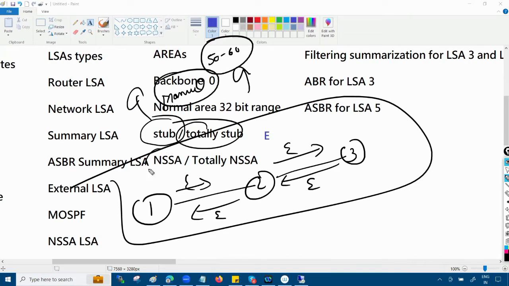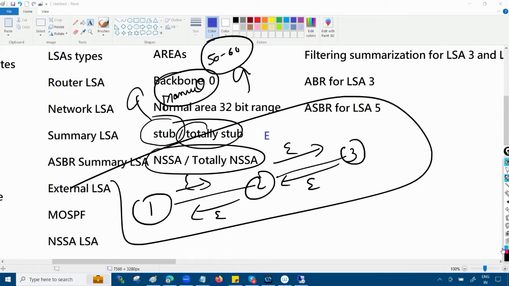Another thing, if you see the NSSA, what happens? You can have an ASBR in the NSSA area. But again, the NSSA area generates another type of LSA, that's LSA7. Again, you need to spend so much time on the NSSA area.